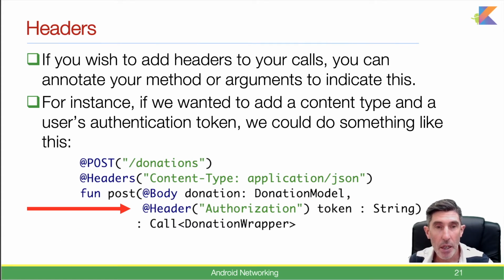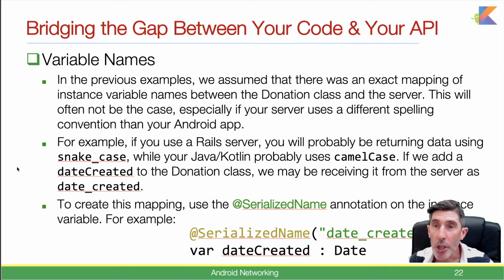Okay, some other points to note as well. Bridging the gap between your code and your API. We touched on this early on in the section, but sometimes, and this happens quite a lot, variable names might change. For example, if you use a Rails server, you'll probably be returning data using snake case, while your Java or Kotlin probably uses camel case. So how do you deal with those discrepancies between the field names and allow Retrofit to make that mapping for you?